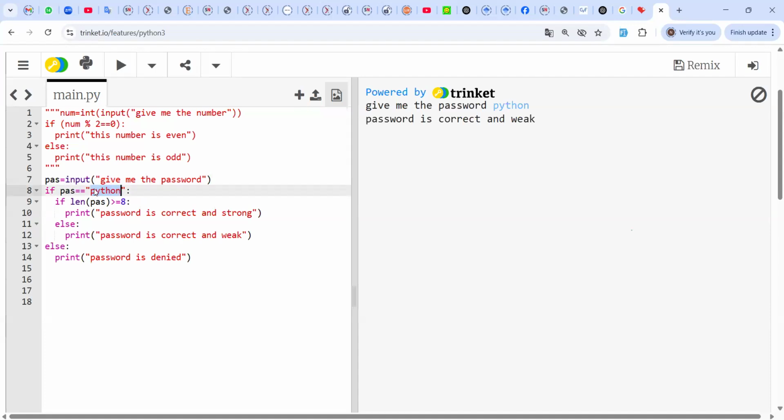I changed it to Python from Python 123 because that contains 9 elements. Now Python contains only 5 elements. And okay, Python is equal to Python, but the length of it is less than 8. Yes, Hela, you can talk if you have a question.